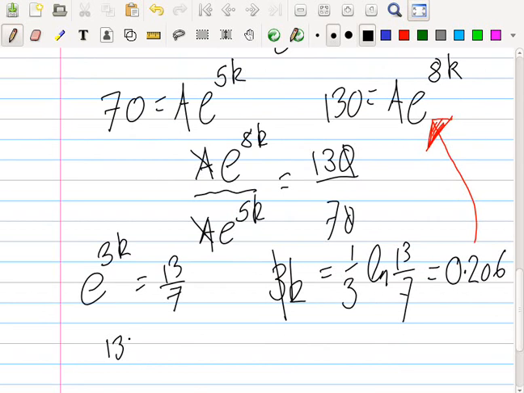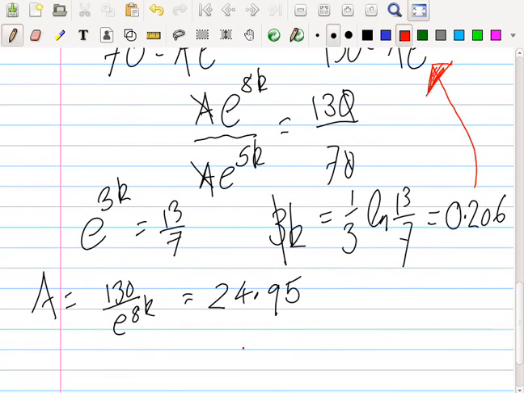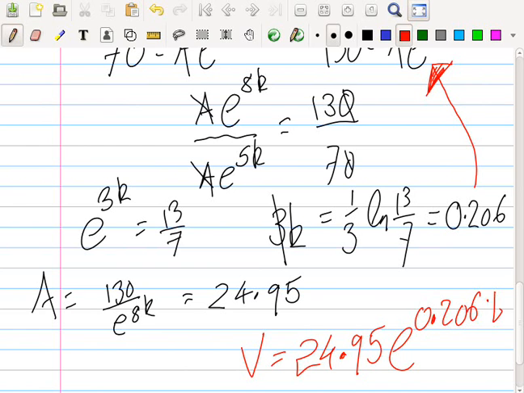So 130 over e power 8k, that's what the A equals. So 130 over e power 8k is $24.95. So we have our answer: V equals A e power kt. Although there's one thing they ask us to do here.